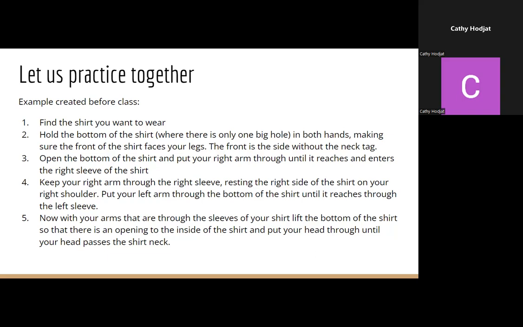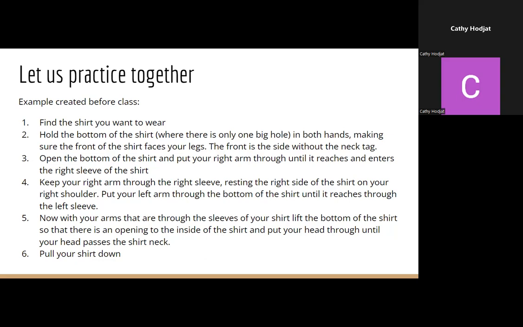You don't have to mess up your head. I'm all in at this point. Put your head through until your head passes through the shirt. Yeah, it's working. Pull the shirt down. Okay. That was very specific.